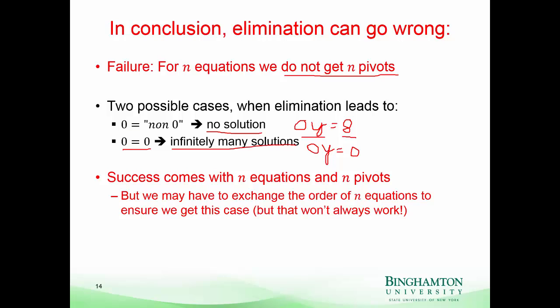Now, we may end up having to exchange the order of our equations to avoid some of these issues. If we do, when we have n equations, when we do an elimination in our very first elimination step, we may end up eliminating more than just one variable in that first step. If that's the case, then all we really need to do is reorder the order of the equations, and we'll see with an example how we do that.